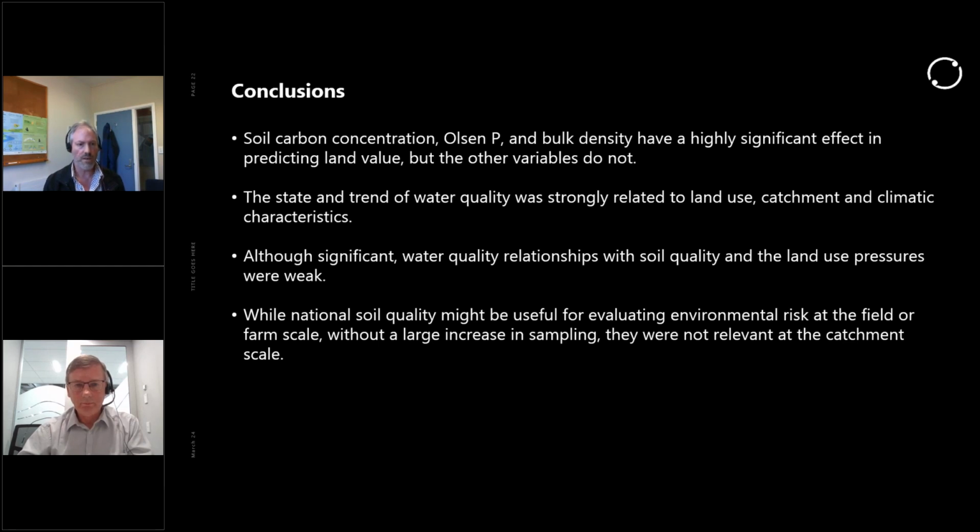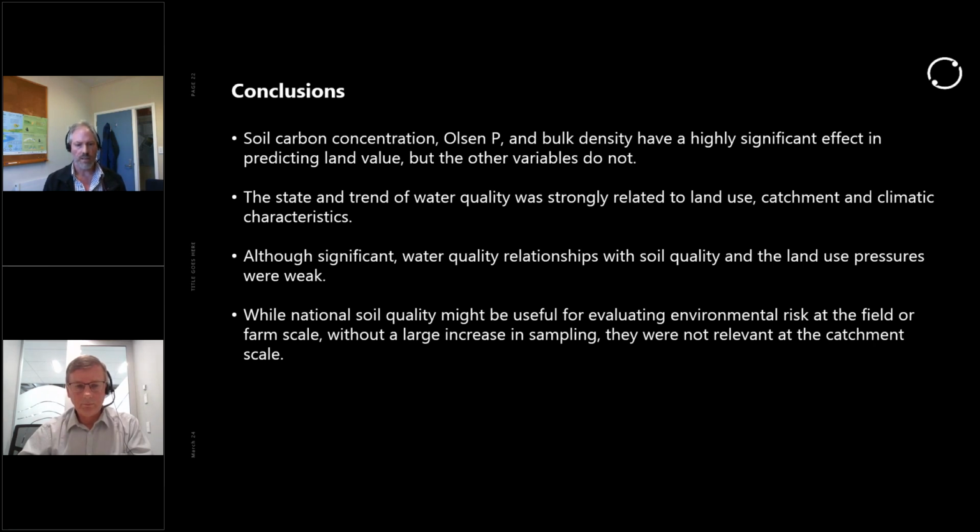So overall conclusions, soil carbon concentration, Olsen P and bulk density had a highly significant effect in predicting land value, but the other variables did not. The state and trend of water quality was strongly related to land use, catchments and climate characteristics, things like rainfall, as we've mentioned. And although significant, the water quality relationships with soil quality and the land use pressures were weak.